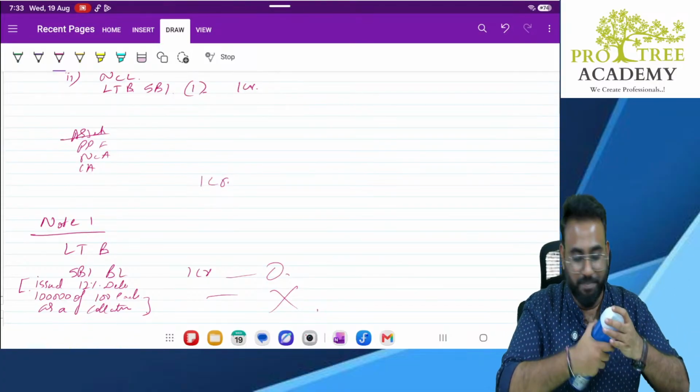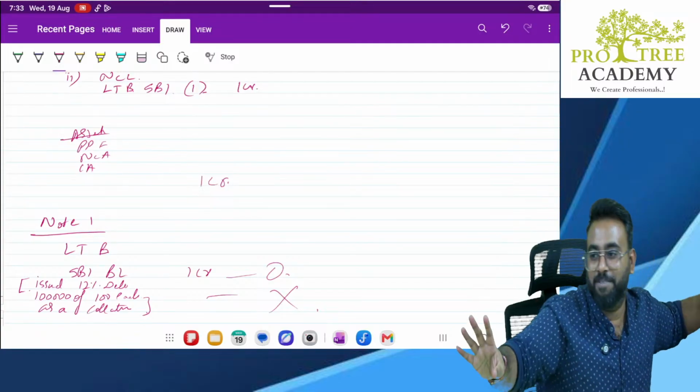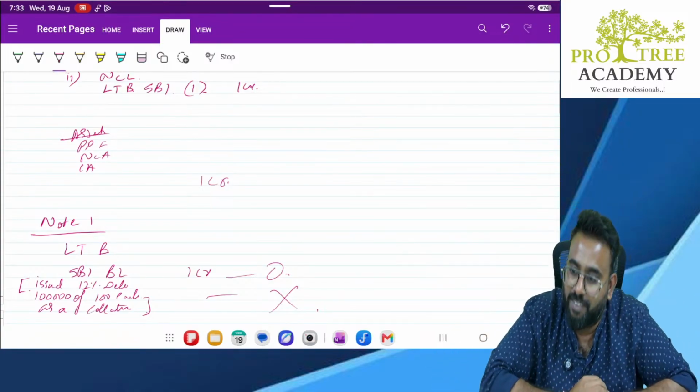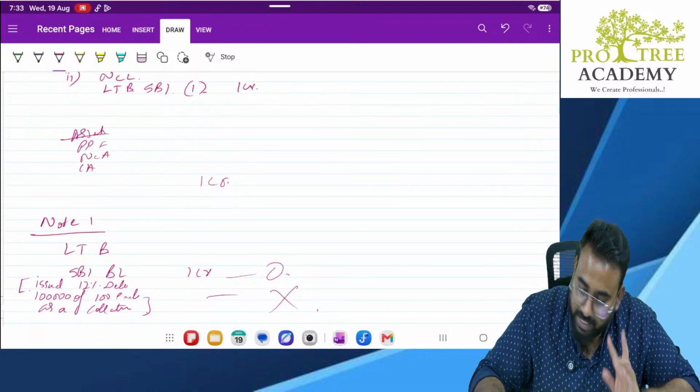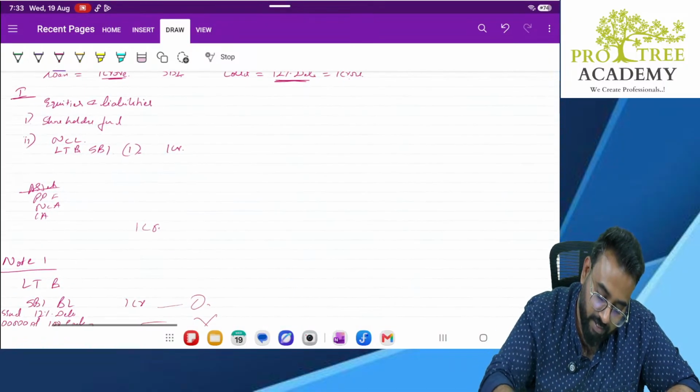Does it make sense? Loan you have to repay, loan interest you have to repay. But when you are paying loan and loan interest, why will you pay on debenture? Does it make sense? This is the first method. Then there is one more method. Second method.